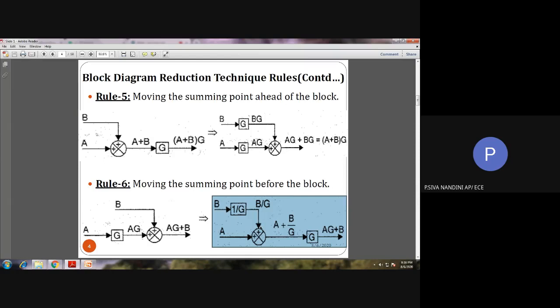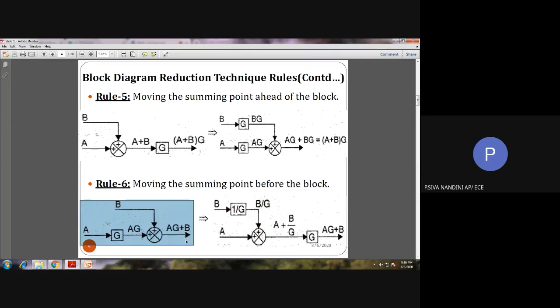So the result obtained from this block 1 by G will be B by G. So here what we are summing up is A plus B by G. The output obtained from the summing point is A plus B by G, and this A plus B by G is given to this block G. So the output obtained will be AG plus B. See here, here also we obtain the output AG plus B. Here also we obtain the output AG plus B.